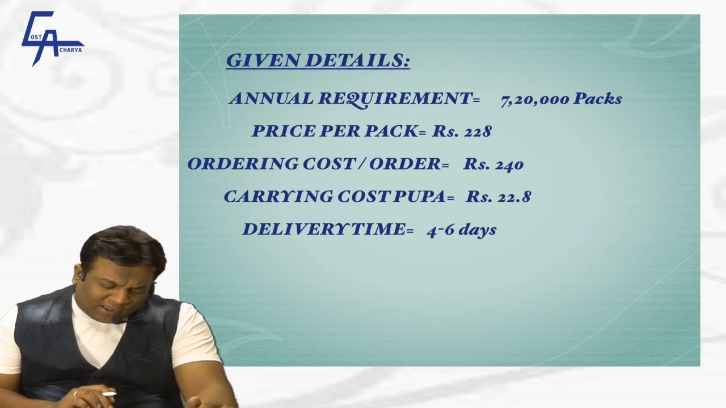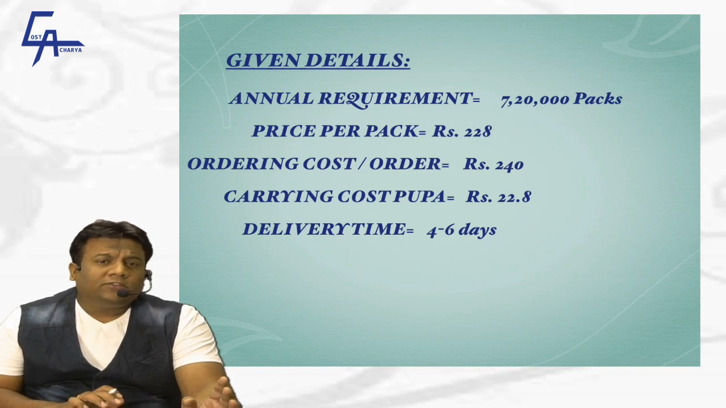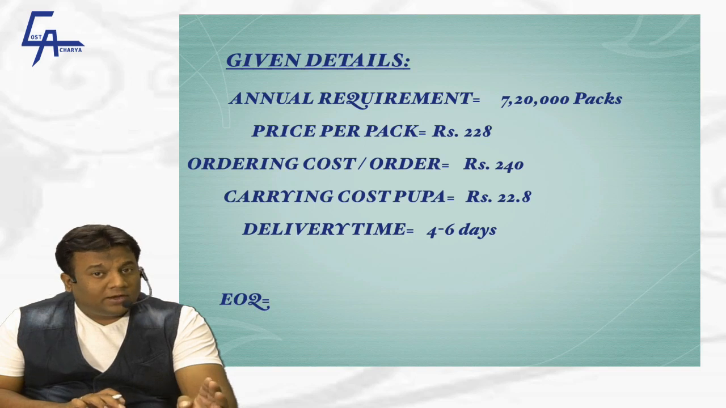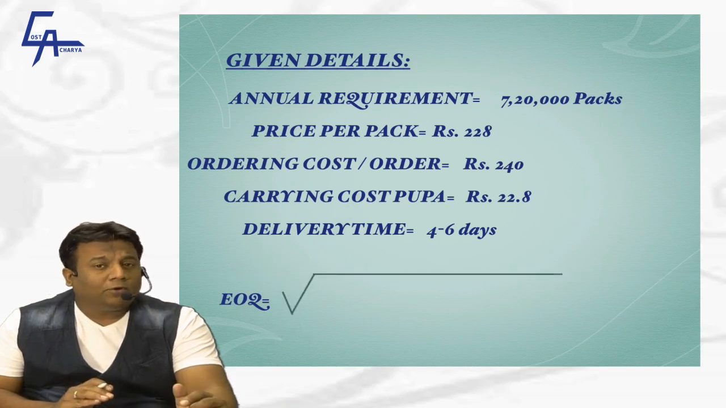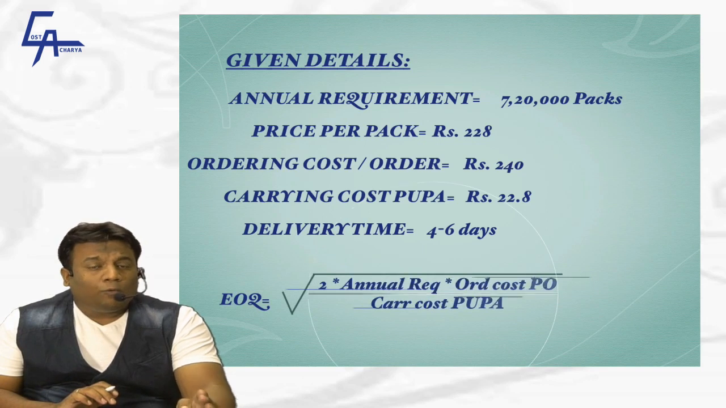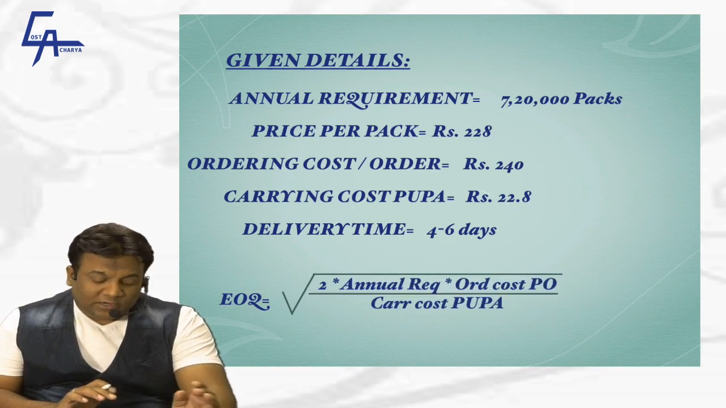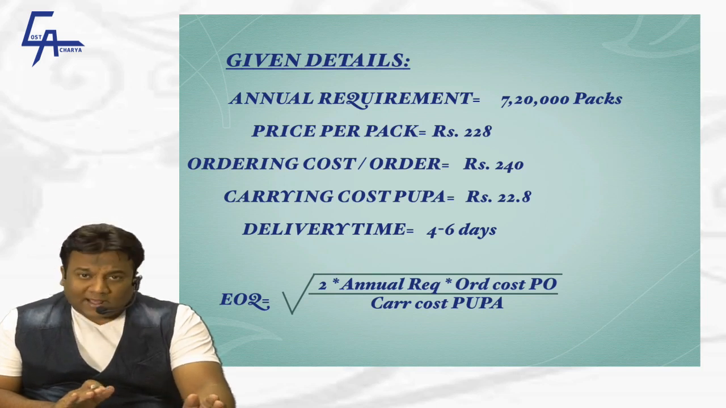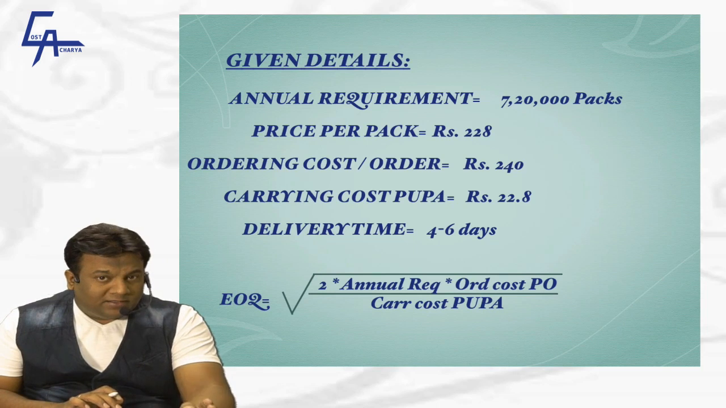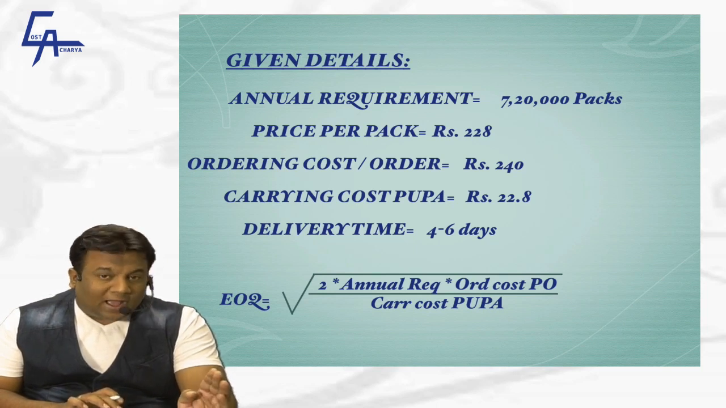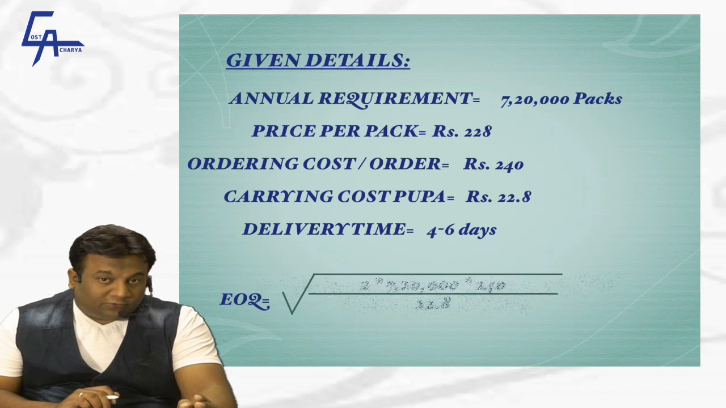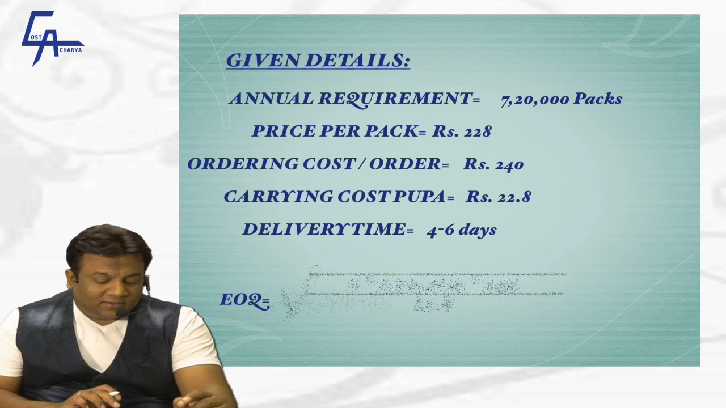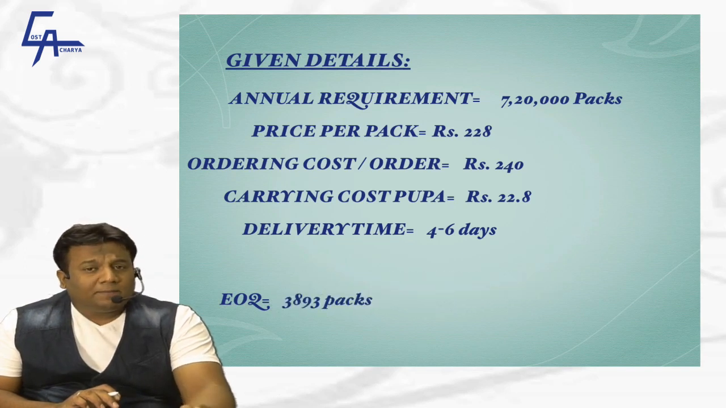Now the first question that was asked to us was the EOQ. All of us know how to calculate the EOQ. There is no trade discount, so we can apply Wilson's formula, that is square root of 2AO upon C. That is 2 into annual requirement multiplied by ordering cost per order, divided by carrying cost per unit per annum. If we fill in the details from the given details, annual requirement is 7,20,000, ordering cost is 240 and the carrying cost is 22.8. The answer will come in decimals, it will be 3,893 packs approximately.